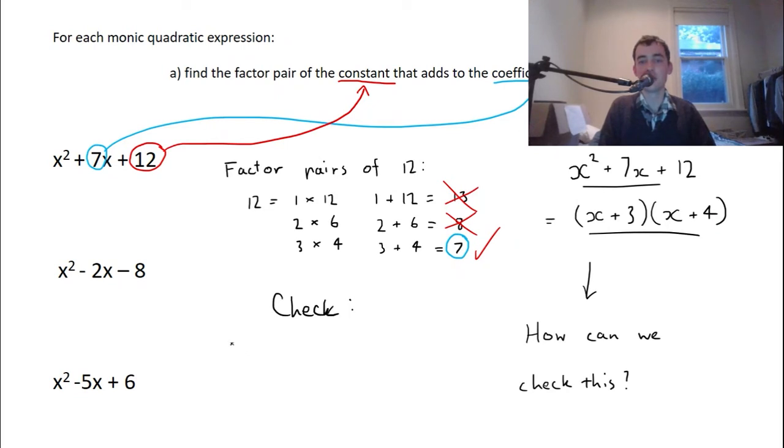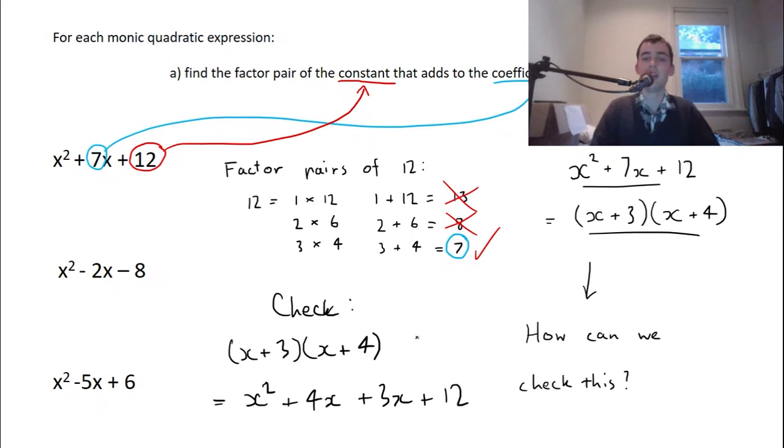So we've got x plus 3 times x plus 4. Now let's expand this. Let's multiply the first two. We've got x squared. The outer ones, that's 4 times x. The inner ones, that's 3 times x. And the last ones, which is 12.